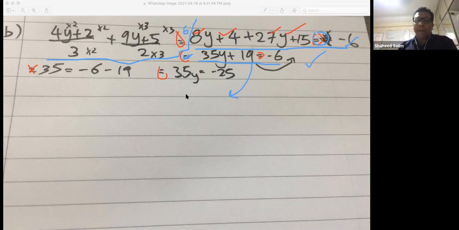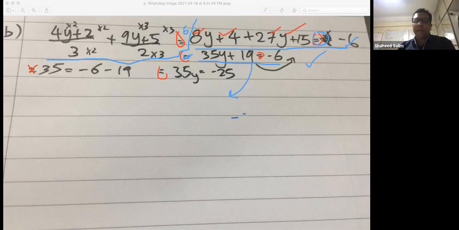What do you get? You will get minus 25. Yeah, minus 25, right? 19. Oh, you forgot to do something. Sorry, I forgot to correct your mistake now.